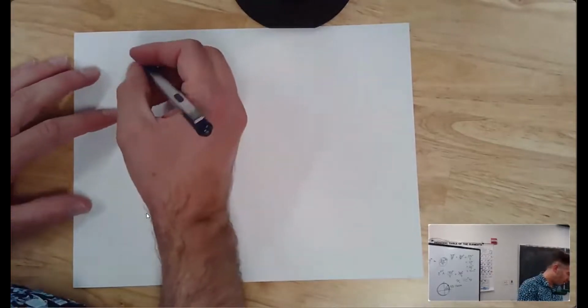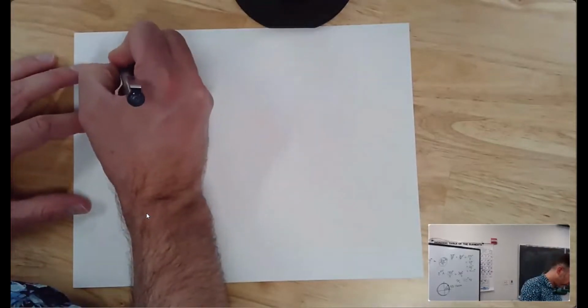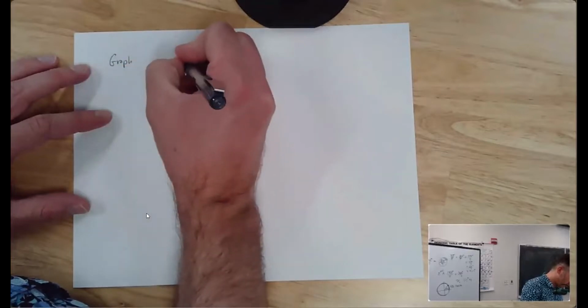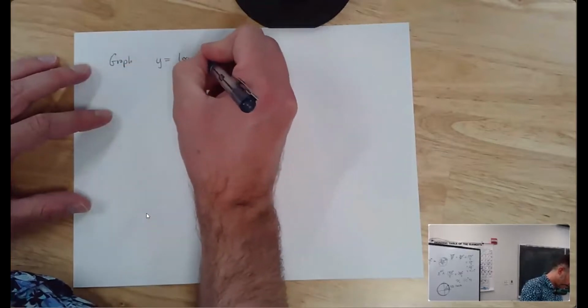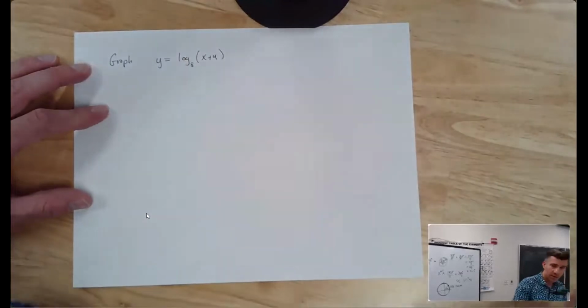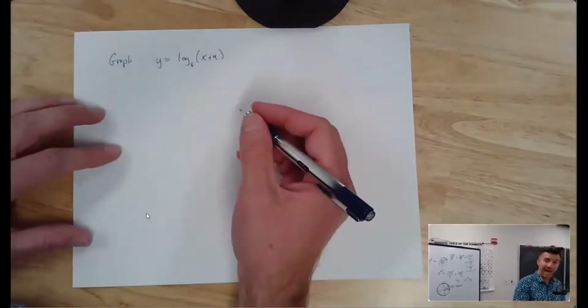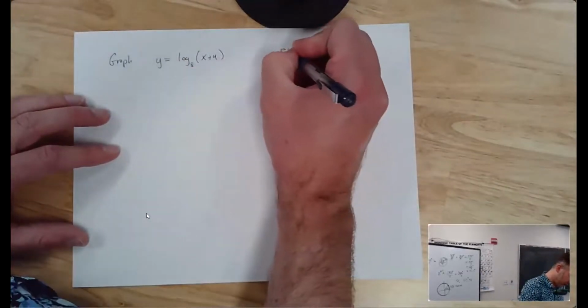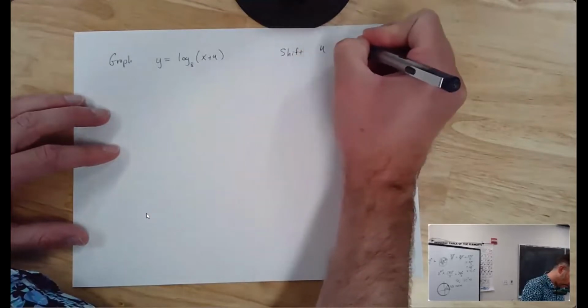So one more graph for you. Let's graph y equal to log base 8 of x plus 4. So we already know looking at this, it's going to shift 4 to the left.